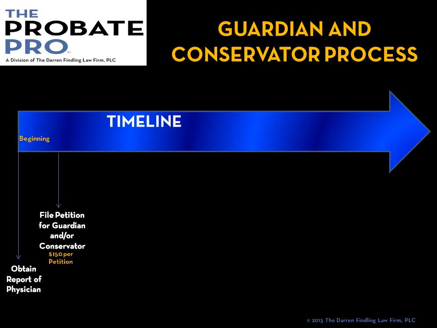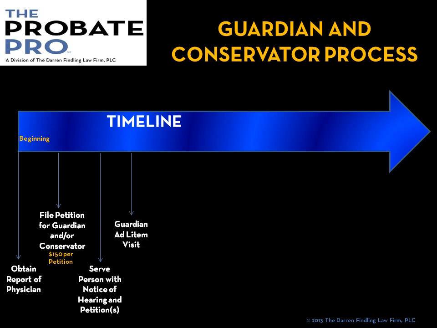A petition for guardianship or conservatorship, or both, is then filed at the probate court in the county in which the person resides. The filing fee is $150 per petition that is filed. When filed, the court will schedule a hearing date, and it is required that the person filing, the petitioner, serves the person personally with the notice of hearing and the petition, as well as serve all of the interested parties that are set forth by Michigan's statute.